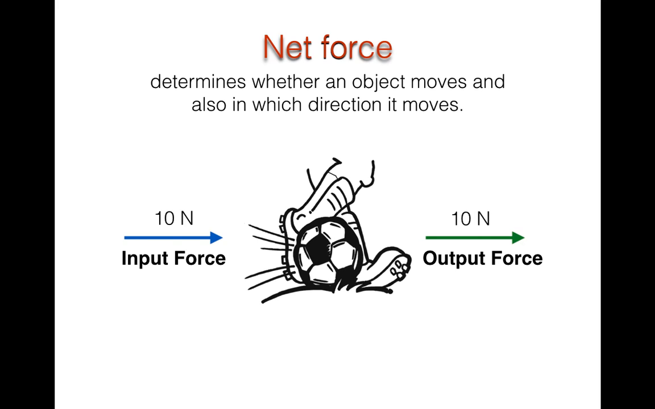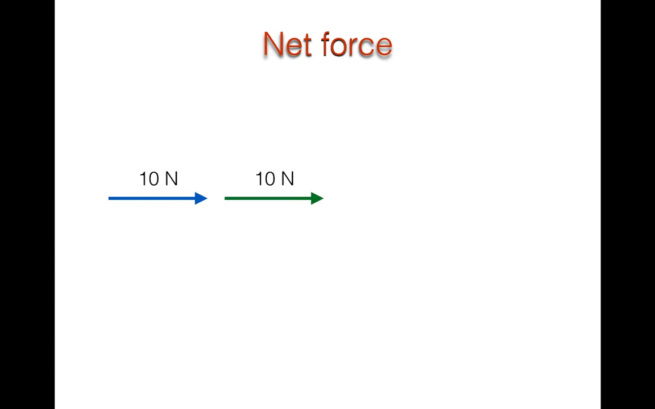The input force would be the force applied on that ball, which is 10 newtons, and the output force is the result of the input force, which happens to be 10 newtons as well. And to determine the net force, we would have to look at the output and the input force. So we have 10 newtons of input force moving in one direction and 10 newtons of output force moving in the same direction. And what we do is we add the two up because they're moving in the same direction, and we get 20 newtons.